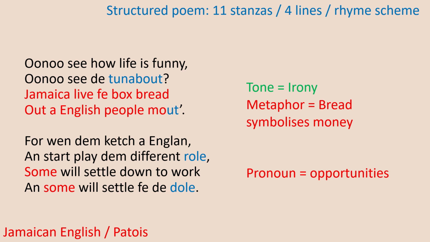Some aren't even doing that. Some are just living off the dole because they can, off the benefit system, and they're taking British money for themselves. And this is sort of symbolised in the metaphor of bread being money. Jamaicans live off the bread box out of English people's mouths.